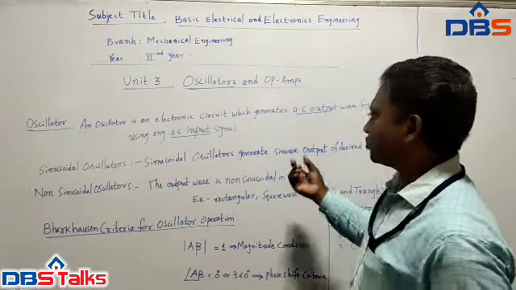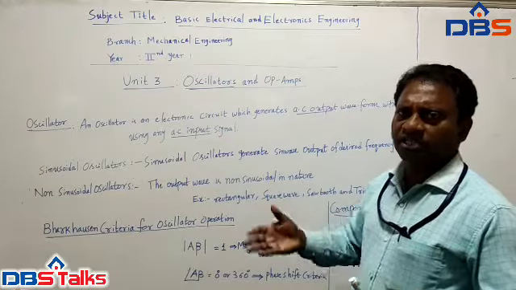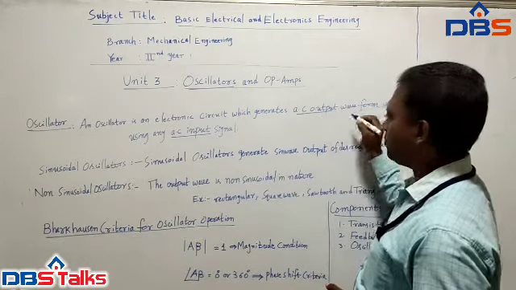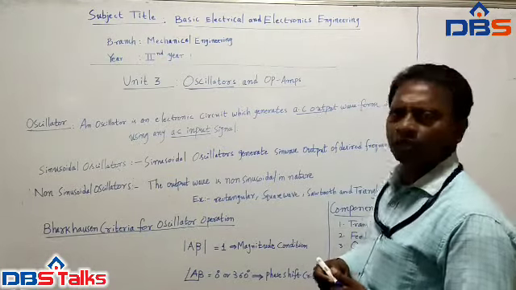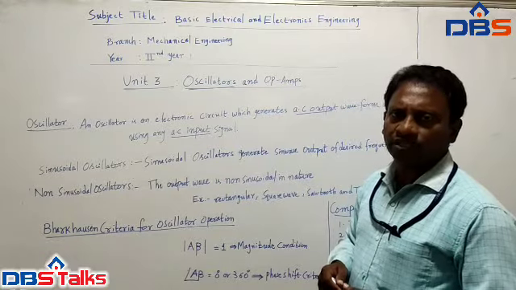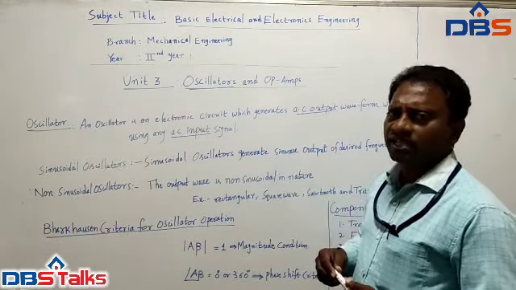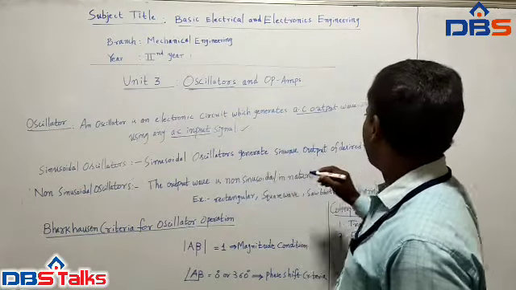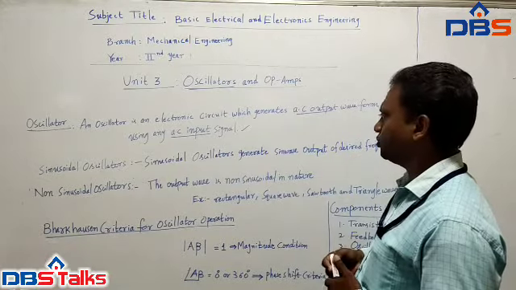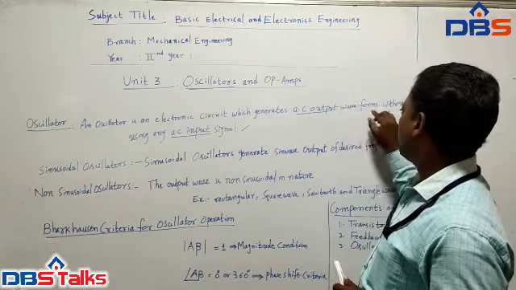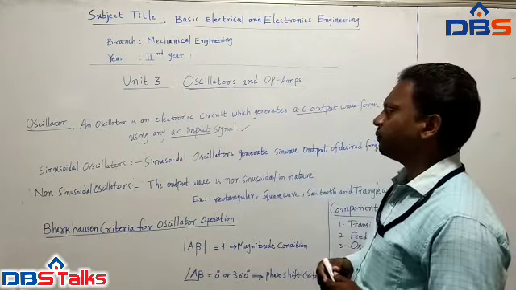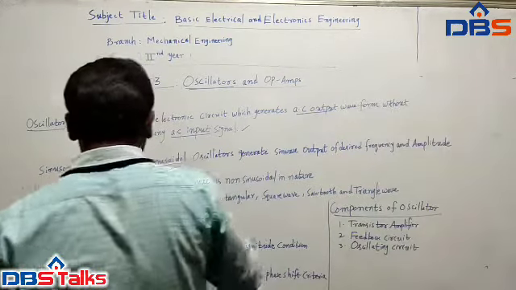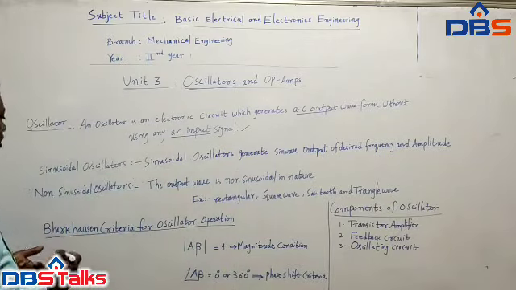So an oscillator is an electronic circuit. A circuit is nothing but an interconnection of components. So it is an electronic circuit which generates an AC output waveform without using any input signal. We need not give any input signal to an oscillator in order to produce sustained oscillations. Okay, so I think you are clear about what is an oscillator: an electronic circuit which generates an AC output waveform without using any AC input signal, or for that matter any input signal.